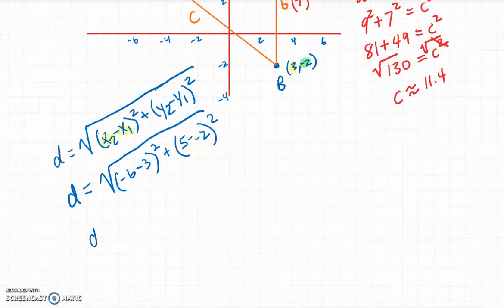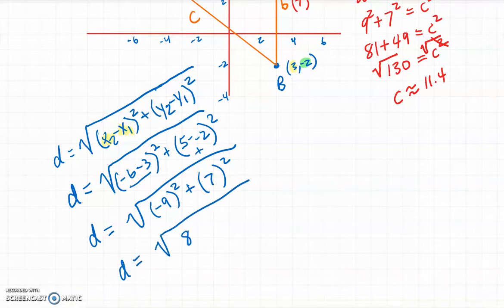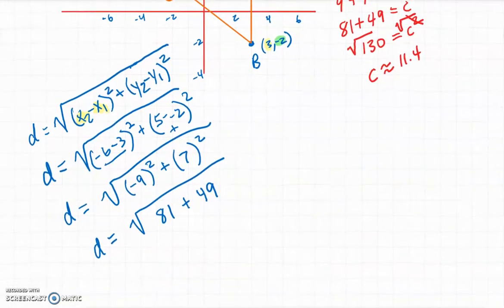So let's clean this up a little bit and calculate it. No big deal. -6 minus 3 is -9, and then I'm going to have to square that. And then 5 minus -2 is really just 5 plus 2, which is 7. And then we have what? (-9) squared is 81. 7 squared is 49. Is this starting to look familiar?